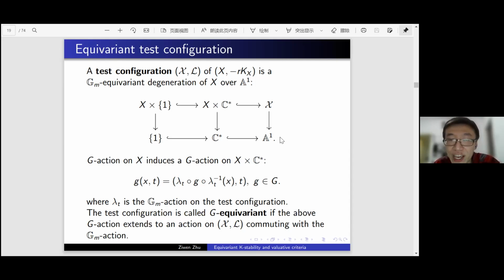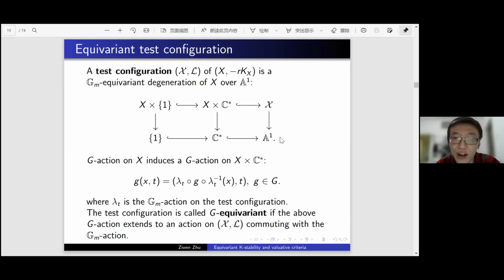So in a lot of cases, we cannot extend this G action so that the G action commutes with the C star action on the central fiber. So in this definition, outside the central fiber, the G action always commutes with the G_m action. So the question is whether we can still have this commutation of the action on the central fiber. In a lot of cases, it doesn't have to be true.